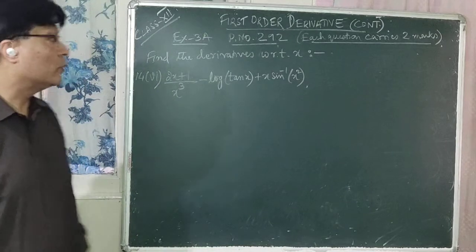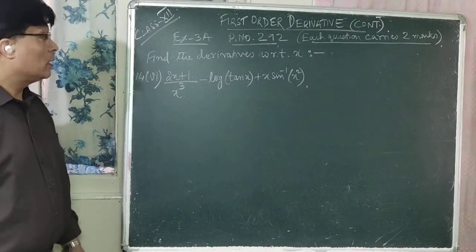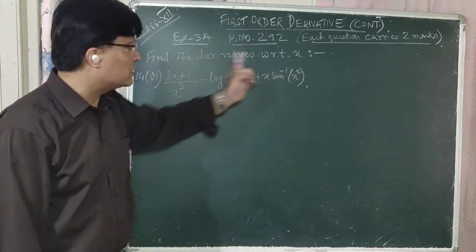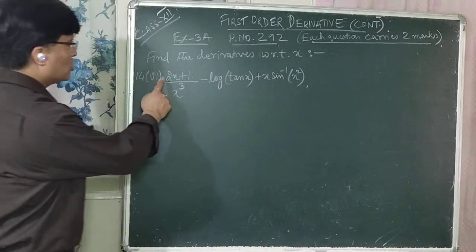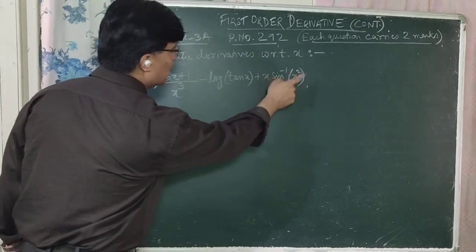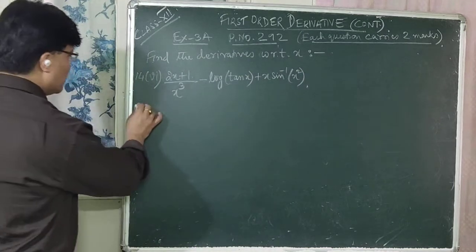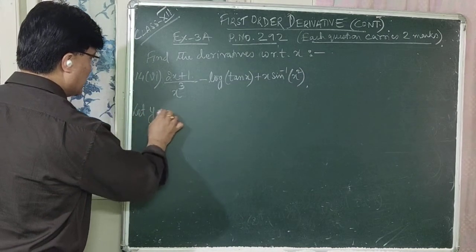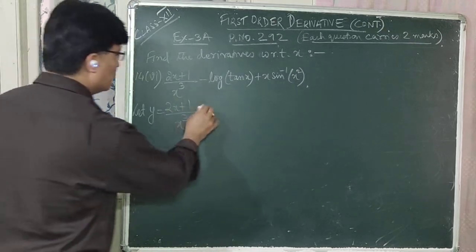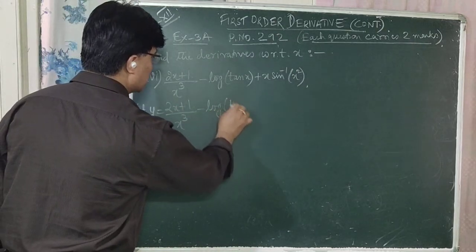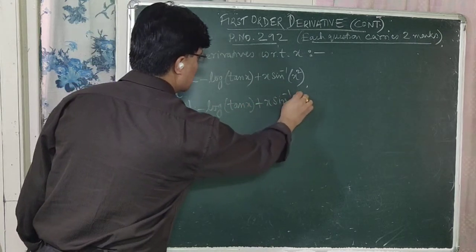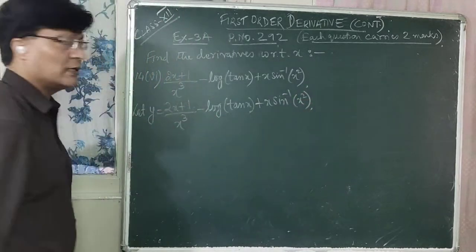So now we are doing the next question, that is 14 number 6. Find the derivatives with respect to x of this given function: (2x plus 1) divided by x cube, minus log of tan x, plus x (sine inverse x) square. So let us assume here also y. Let y is equal to (2x plus 1) divided by x cube minus log of tan x plus x (sine inverse x square), right?